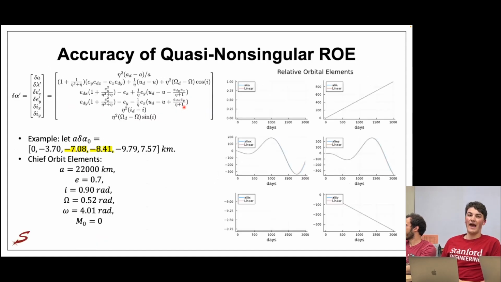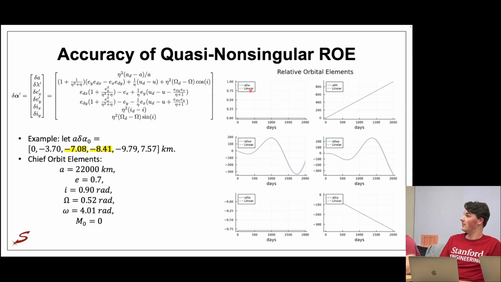I think it's worth touching on the accuracy of the quasi-non-singular ROE and the singular ROE. On the right-hand side, we have a graph of the nonlinear secular J2 effects on the quasi-non-singular ROEs. That's the blue line. And then you have the linear version, which is just taken by using the state transition matrix.